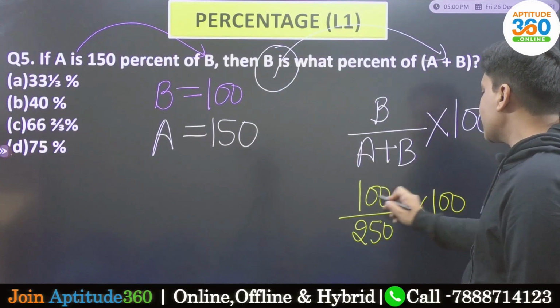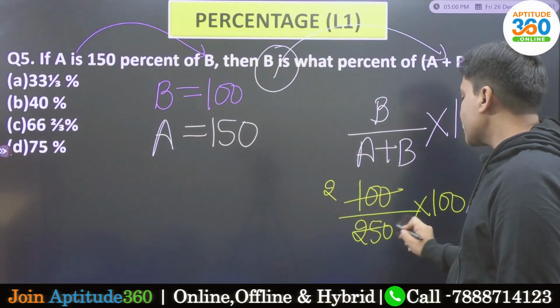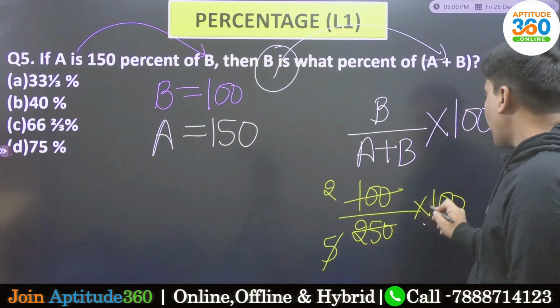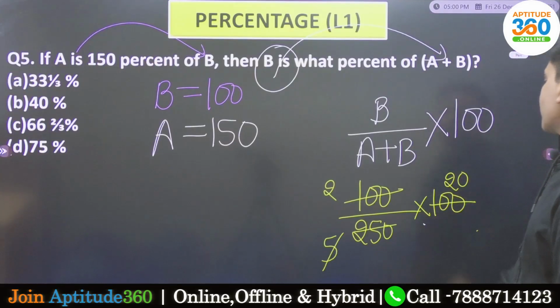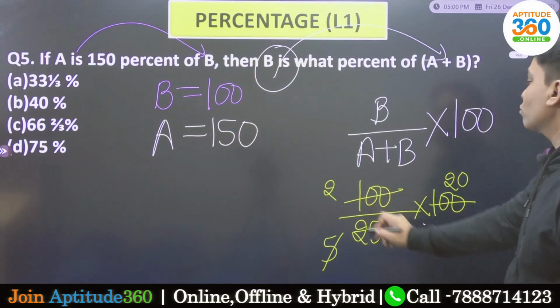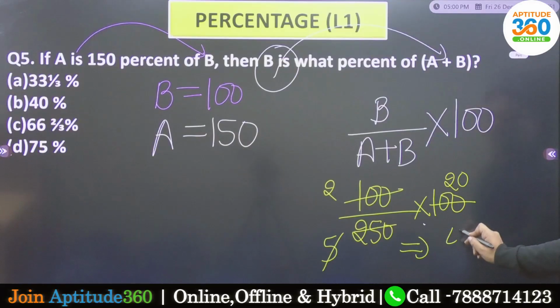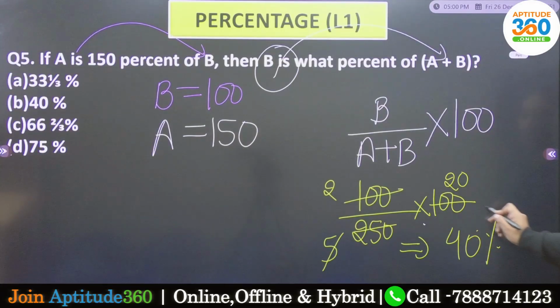Now let us simplify this. This is 50 into 2 and this is 50 into 5. 5, when it is dividing 100, it is 20. 20 into 2, what is the right answer? The right answer of this problem is coming out as 40%.